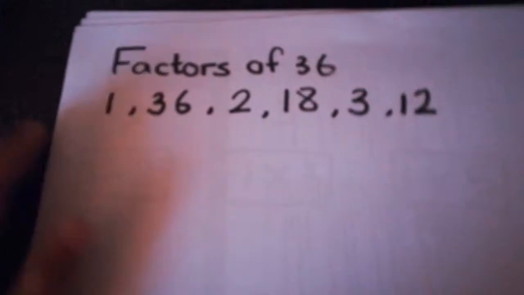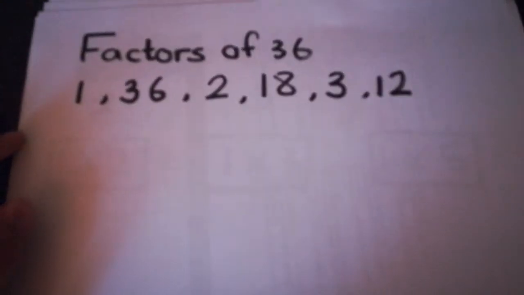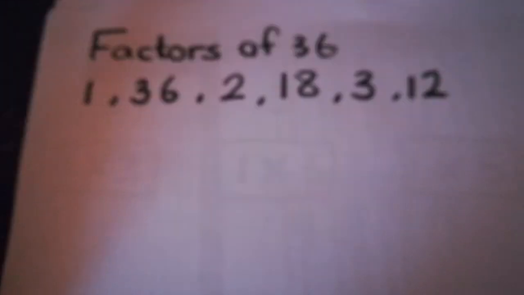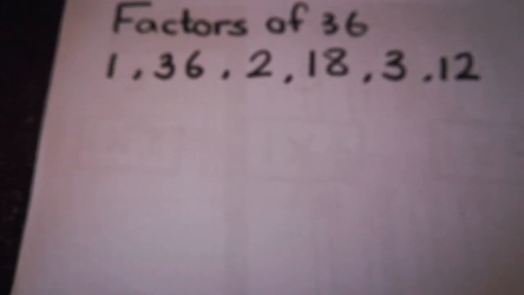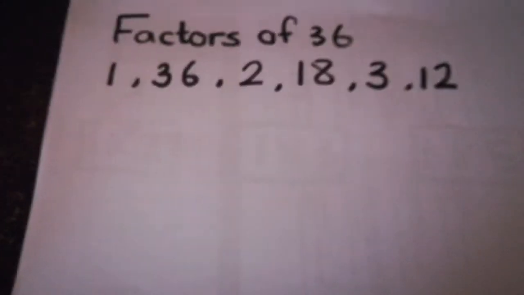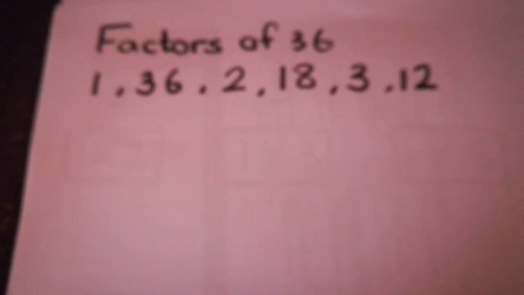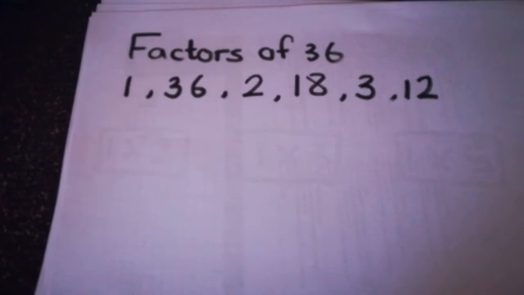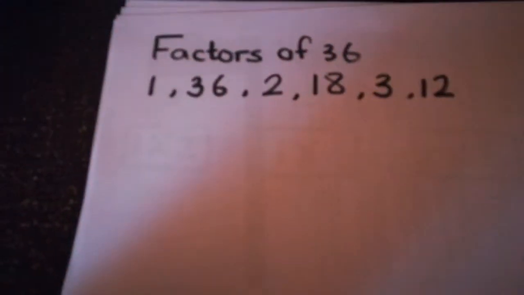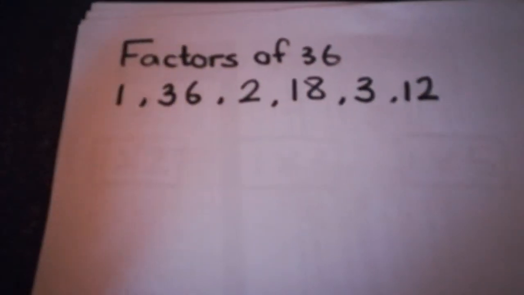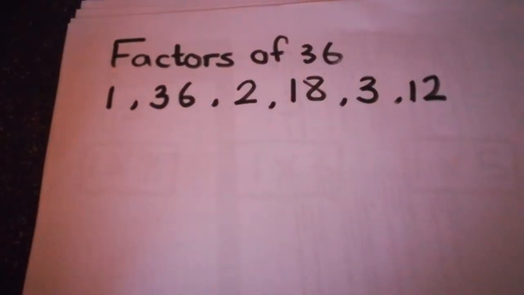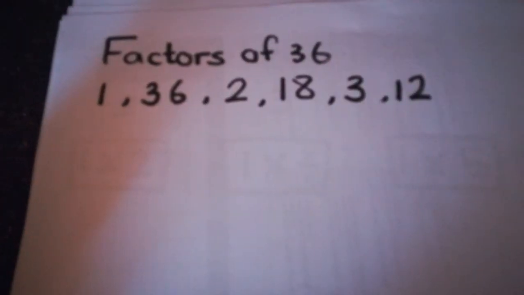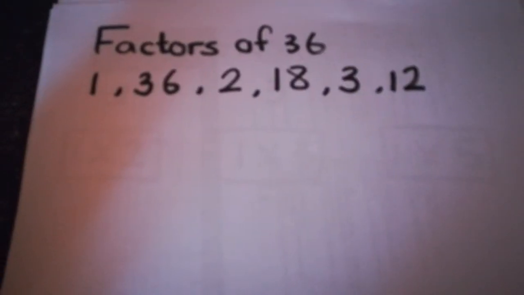Now, factors are numbers that can go into another number exactly without leaving a remainder. So let's look at factors of 36, for example. What are the numbers that can go into 36? First, let's see what we can multiply by each other to get 36. We can say 1 times 36, right? 2 times 18, 3 times 12. Now, all of these numbers can go exactly into 36 without leaving a remainder. So that is what factors are.